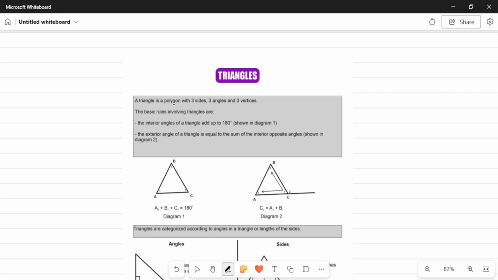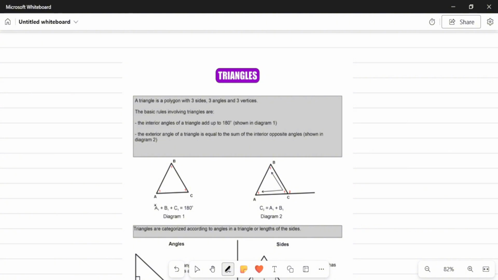Poly means many, and gon means side. So a polygon is a figure that has many sides. But a triangle is a polygon with 3 sides. So it has to have 3 sides. Right? Tri meaning 3, and angle means angle. So 3 angles. Right?